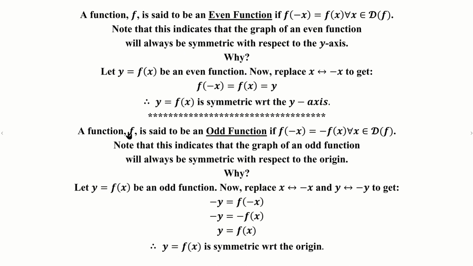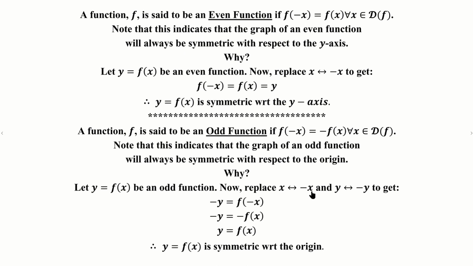Now, a function f is said to be an odd function if f of negative x equals negative f of x for all x in the domain, okay? So this, of course, indicates that the graph of an odd function should always be symmetric with respect to what? The origin. Why? Because look, let y equals f of x be an odd function.